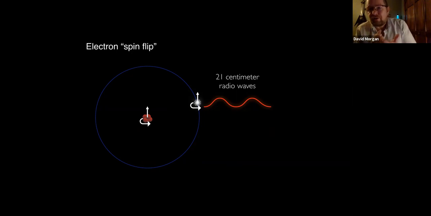So cold hydrogen in the depths of interstellar space is constantly absorbing and emitting this 21 centimeter radio wave radiation. Which means if we build a radio telescope and we tune the frequency to see 21 centimeter radio waves, we will be able to see all of the hydrogen gas in between the stars of our galaxy doing its thing. And we can create a map of where all the hydrogen gas is in the galaxy.